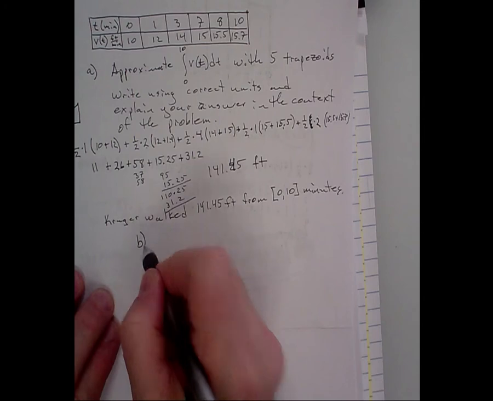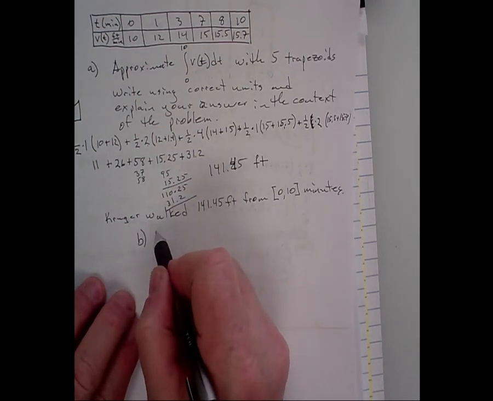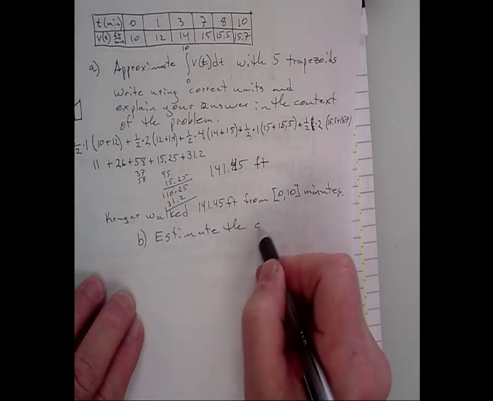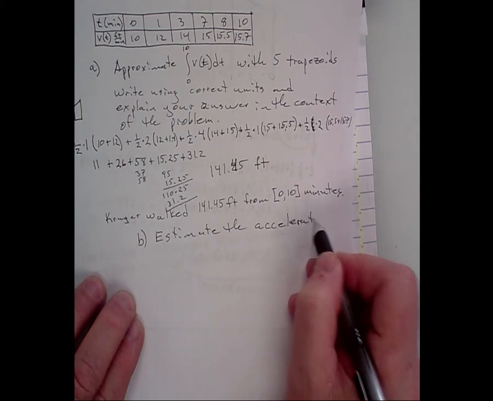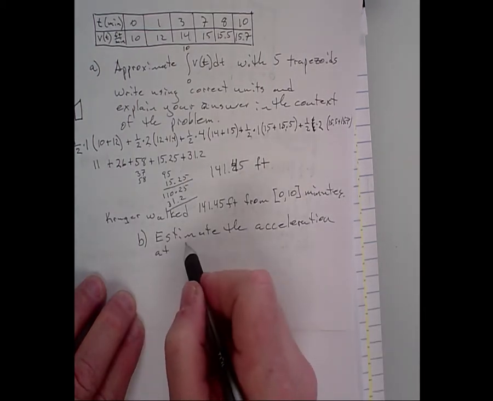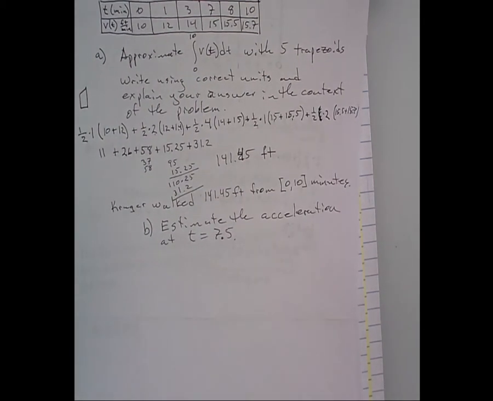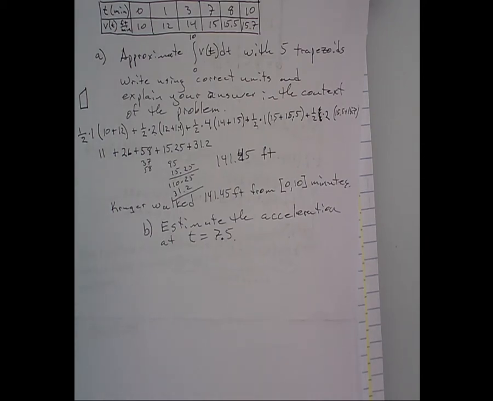B, estimate the acceleration at t equals 7.5. This is what they're checking. What's the relationship between velocity and acceleration? I've talked about it a lot in this class, haven't I? What is it? Acceleration is the derivative of velocity, correct?